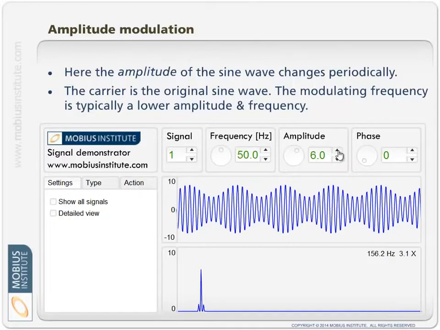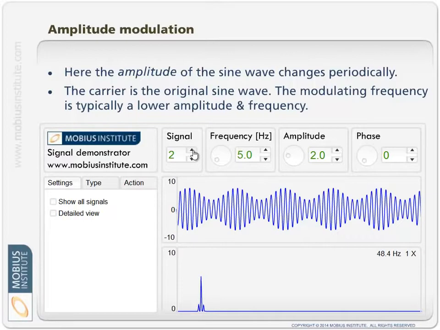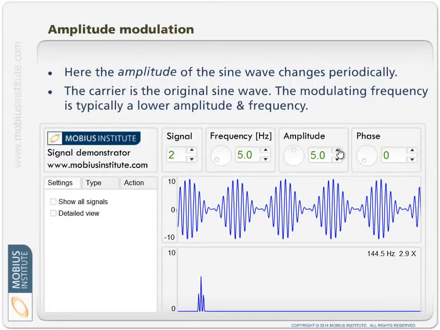If I increase the amplitude, you can see how the waveform changes and you can see how the spectrum changes. But I've got these little peaks on either side. They are called sidebands. The separation between this center peak, which is also called the center frequency, and the sidebands is 5 Hertz. So we've got 50, therefore this peak is at 55 and this one's at 45. With pure amplitude modulation, I just get one peak on either side. But notice that if I increase the amplitude of the modulating signal, the sidebands go up.